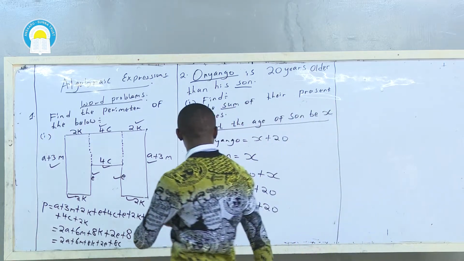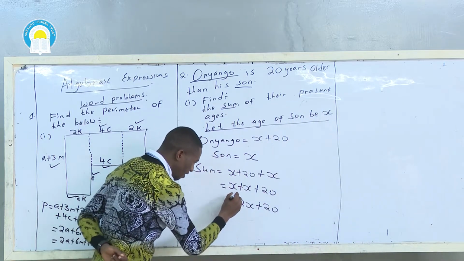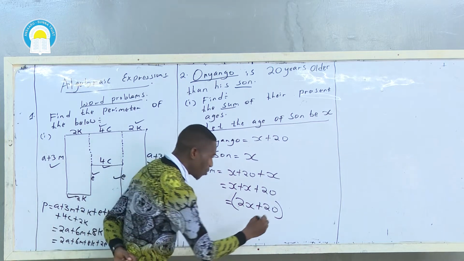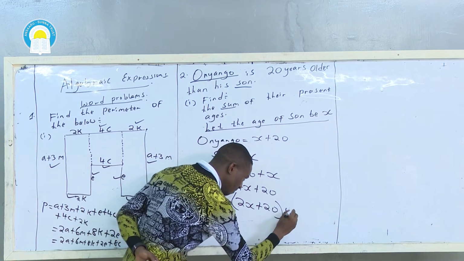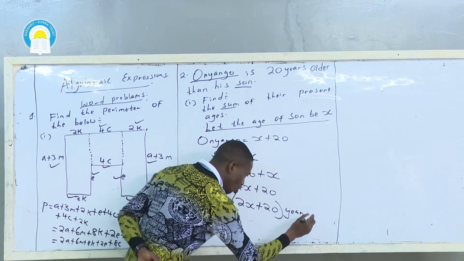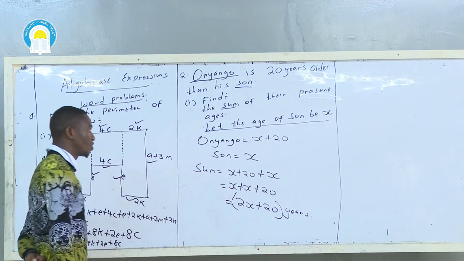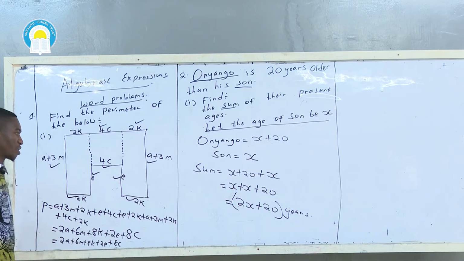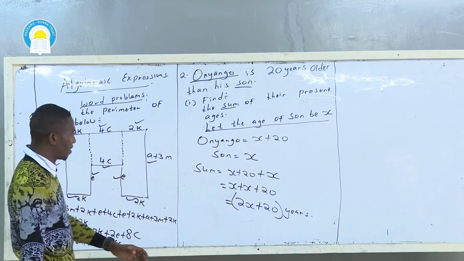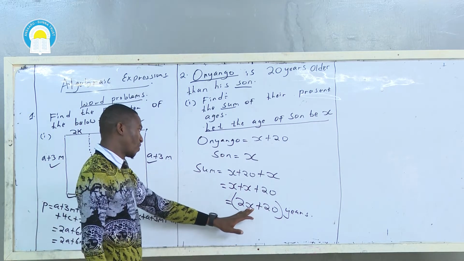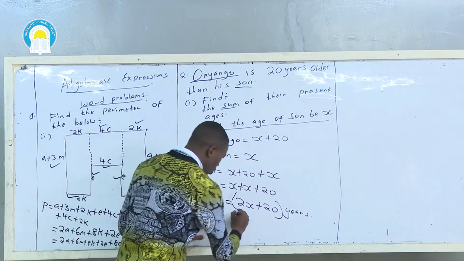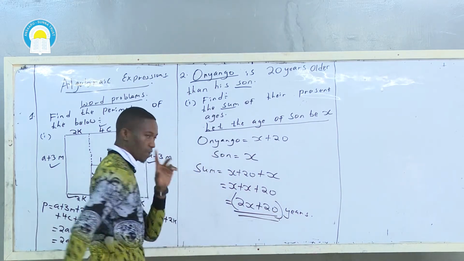Being that they are ages, I will put a bracket here, then write years, just to show the teacher who is looking at your work that whatever you are talking about is ages. So our final answer will be 2x plus 20 years.